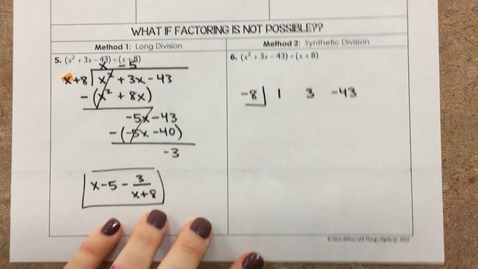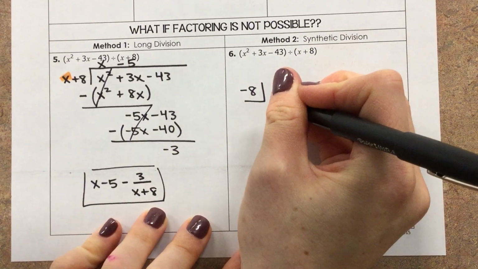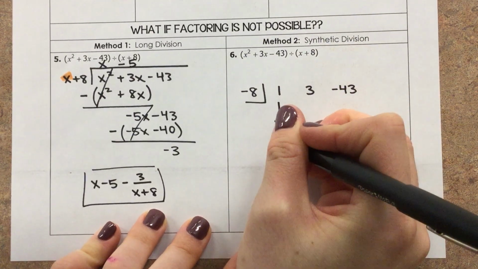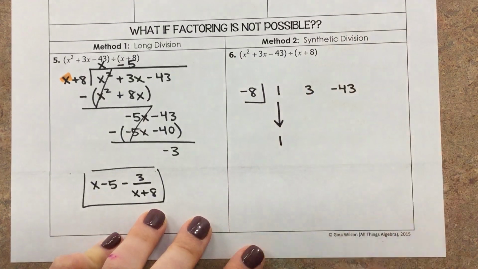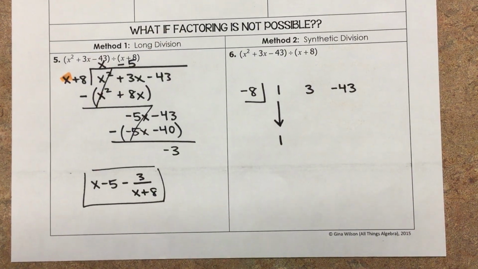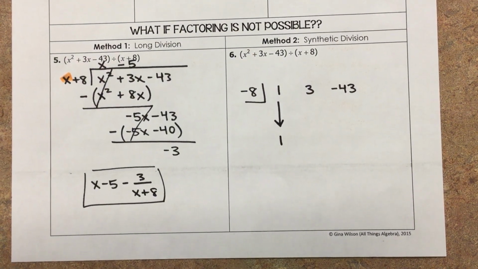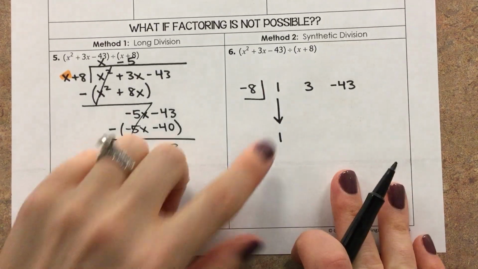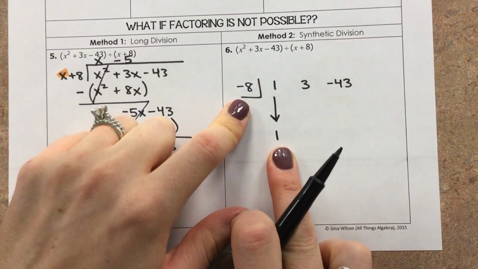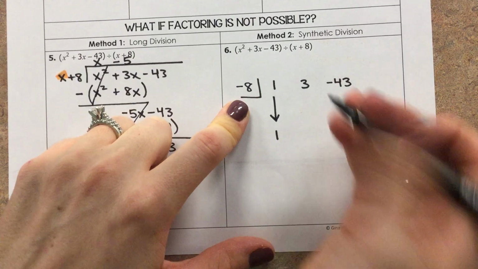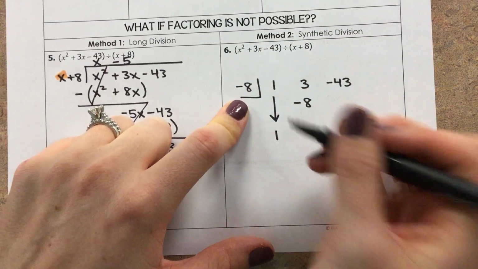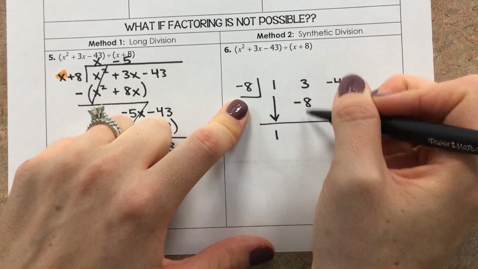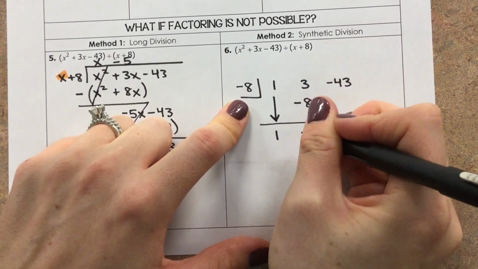Okay, so it works like this. Very first thing that you do is this coefficient just gets brought straight down to the bottom. No matter what's here, you just drag it down to the bottom. And then it starts this process of multiplying and adding, and multiplying and adding. So we take this one and you multiply it by the -8 from the box and you line it up right here. Okay, and then we add these two together. And when we combine them, we get a -5.